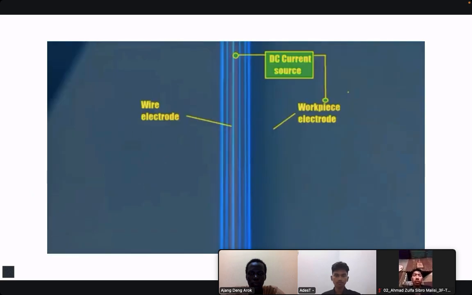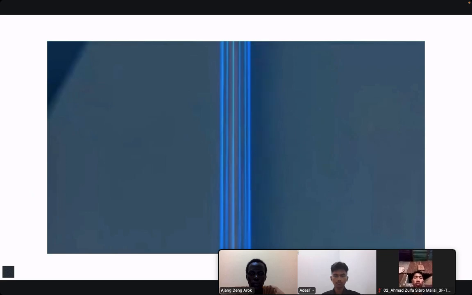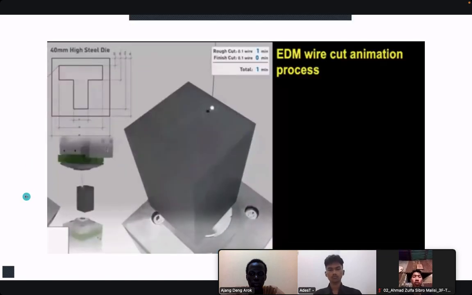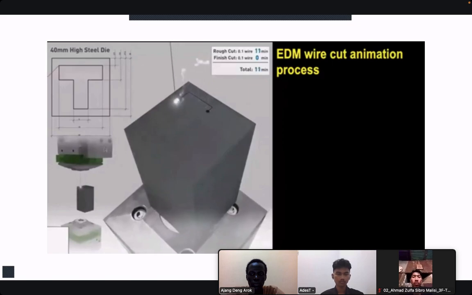When the gap between the wire and the material is small enough, a spark is produced, heated, eroded, and creates a microcrater on the material surface. The sparks occur rapidly and the microcraters being produced will cut the material in the line of the wire. This is the animation of the EDM wire cut process.